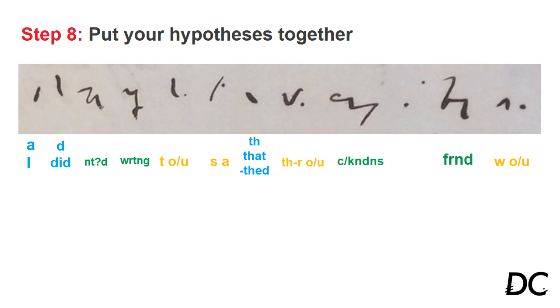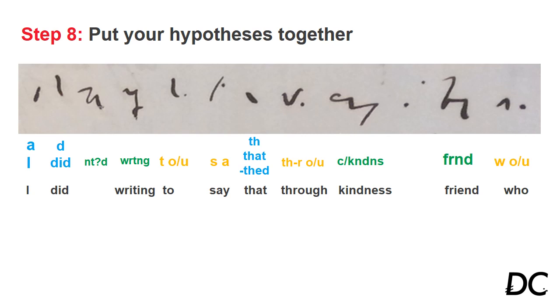So if we try and do some stringing together, there are 10 words which look fairly likely: I, did, writing, to, say, that, through, kindness, friend, and who. Obviously there are some spaces where we're not sure. This happens all the time with deciphering shorthand. The third word with N, T, and D is tricky, and there are the isolated dots to deal with. So we leave them as question marks and maybe do some guessing.